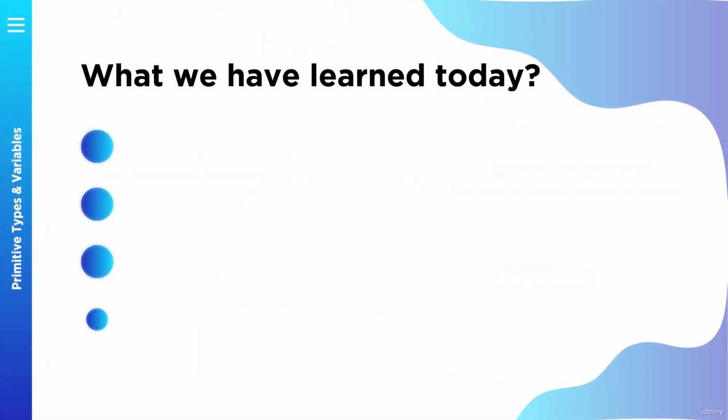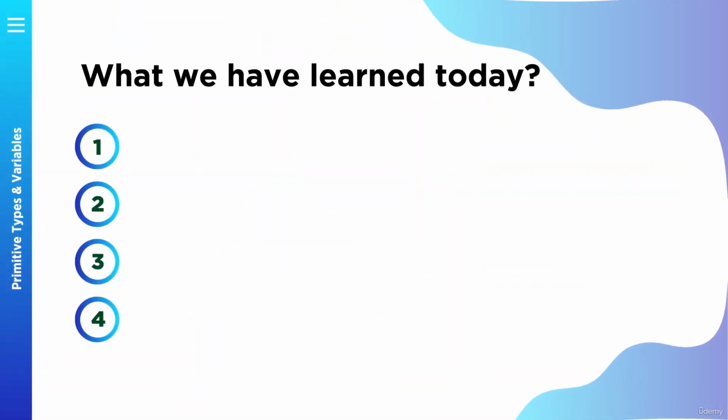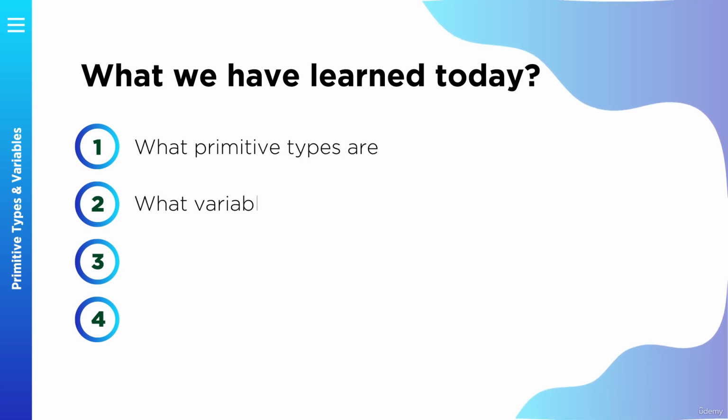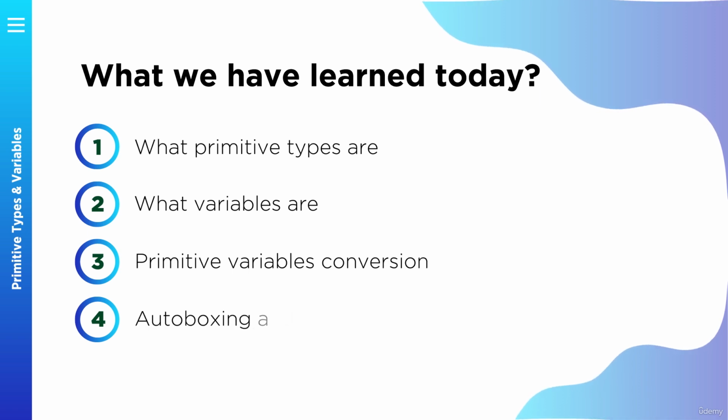And now let's recap what we have learned today. After this lesson you know what primitive types are, what variables are. You know the rules for conversion between primitive types, and you saw what autoboxing and unboxing is.